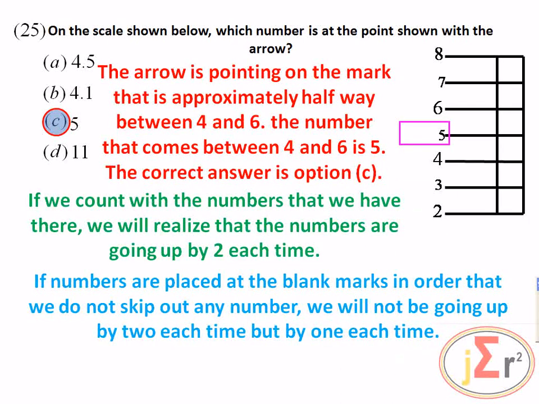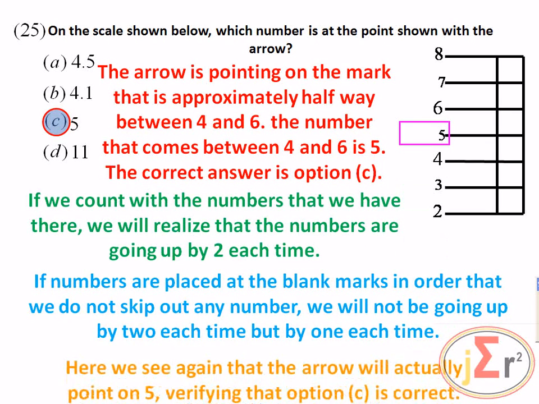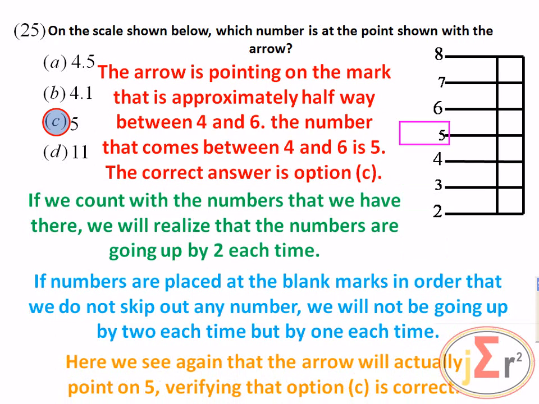And what do we know? We are correct. Here we see again that the arrow will actually point on 5, verifying that option C is correct. So right there, that's where we will be if we continue to count, not skipping out any number. We will still arrive at 5. Option C, as Jerry reminded me.